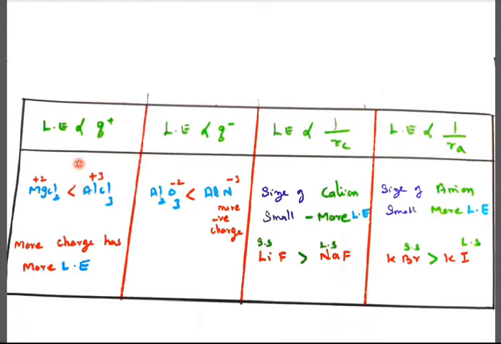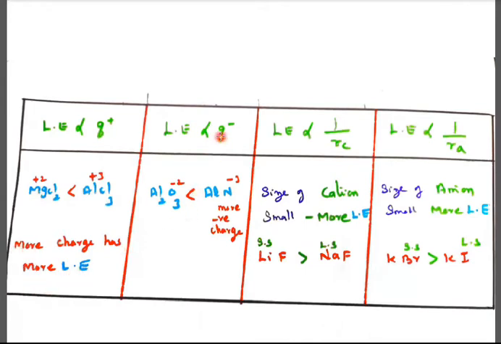For example, directly proportional to the cation: aluminium 3+ and magnesium 2+. Aluminium chloride has aluminium with valency 3+. Magnesium chloride has magnesium with valency 2. So +3 is more charged than +2. So aluminium chloride has more lattice energy than magnesium chloride. More charge means more lattice energy.